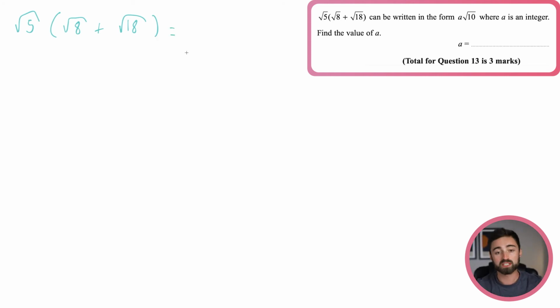When I multiply surds, like root a times root b, that is the same as multiplying those numbers just inside one surd. So in this case, this would be the square root of 5 times 8, and then this would be the square root of 5 times 18. We know how to work these numbers out. 5 times 8 is 40. So this is root 40 plus root, and then 5 times 18. Well, 10 times 18 is 180. Divide that by 2, you get 90.